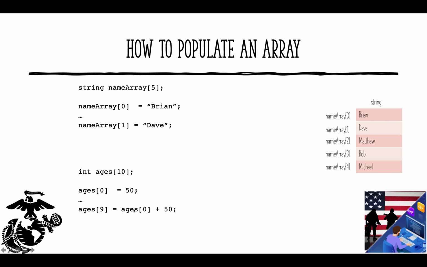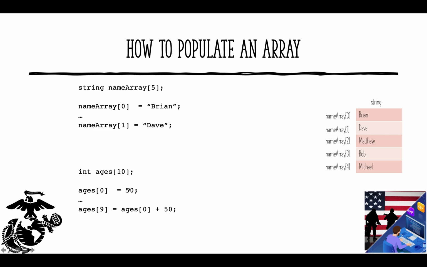Now I'm going to use ages of index 0. This value here is going to be swapped with the value of 50, because that's the value we have in ages index 0. So it's going to say 50 plus 50 equals 100, and it's going to take this entire computed number, which is 100, and assign it, because the equals operator reads right to left, into ages index 9.